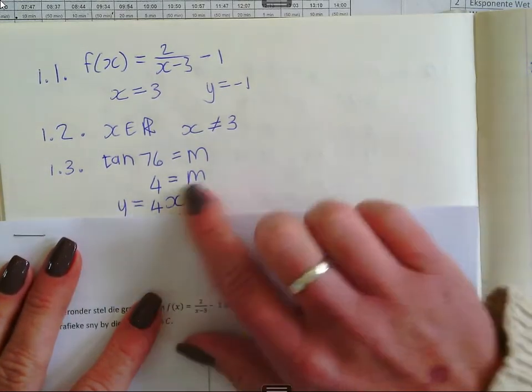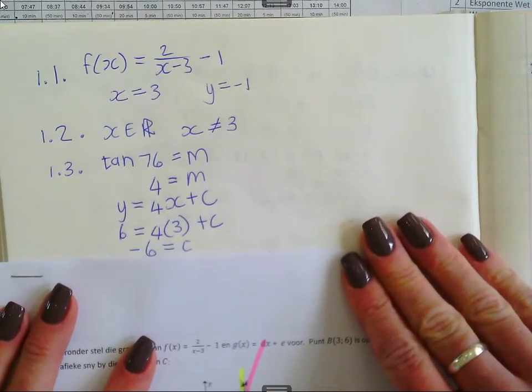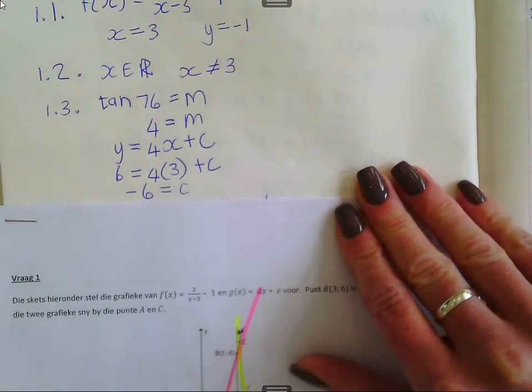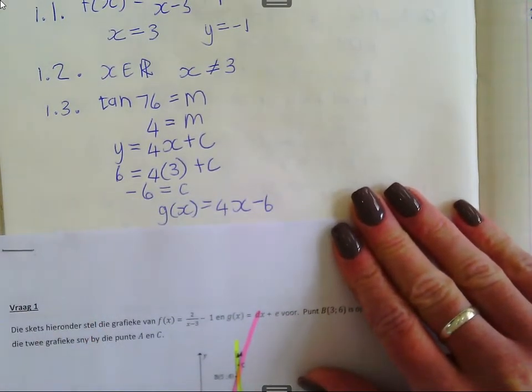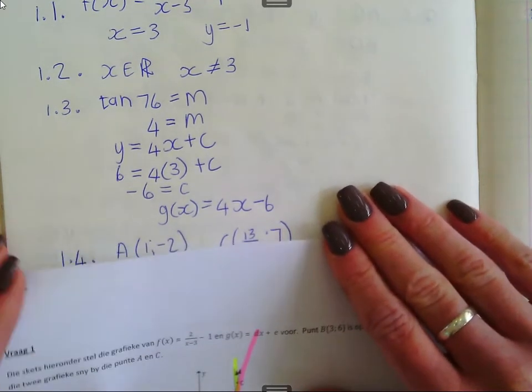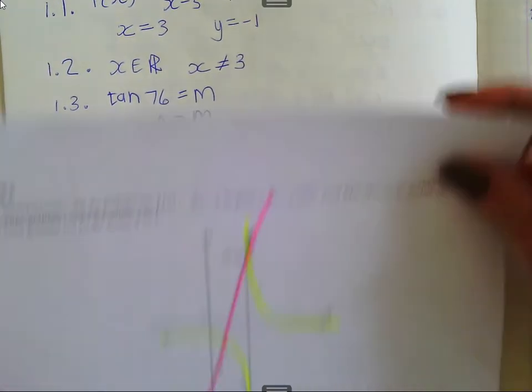And then I find m to be 4, I put it in the place of m, I use a coordinate given, and I find c to be negative 6. Then you write the equation. Then I said if a is (1; negative 2) and c is (13 over 4; 7), for which values of x is g of x greater than or equal to f of x.